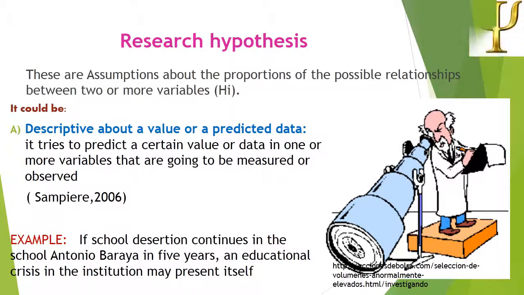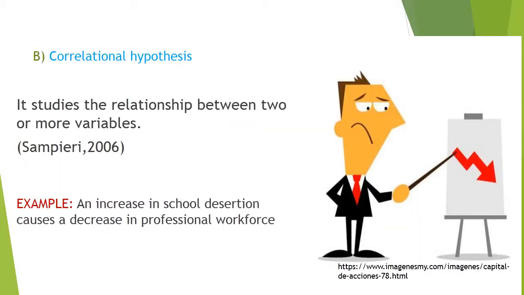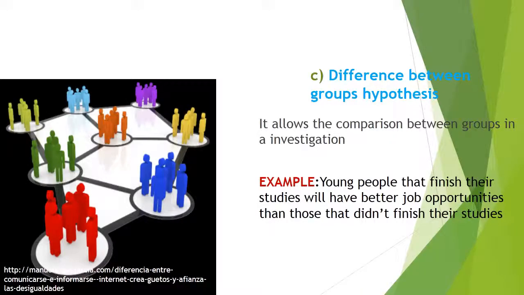Correlational hypothesis. It studies the relationship between two or more variables. Example: an increase in school desertion causes a decrease in professional workforce. Difference between groups hypothesis. It allows the comparison between groups in an investigation. Example: young people that finish their studies will have better job opportunities than those that didn't finish their studies.